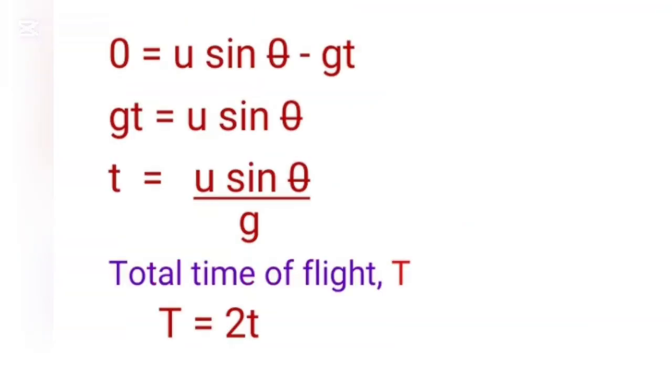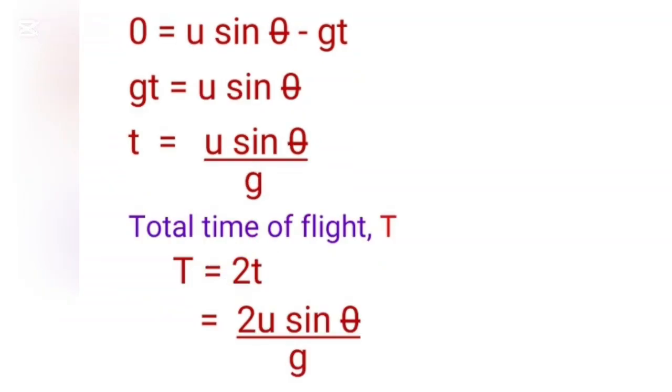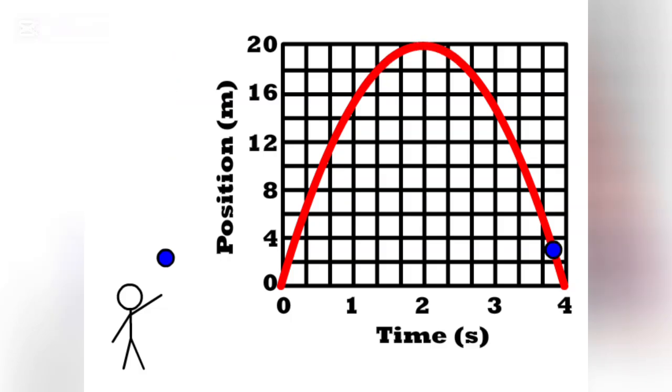The total time taken for the projectile to go up and return to the same level is T, which is equal to 2t, which is equal to 2u sin theta over g. The projectile takes equal time to move along a parabolic path and to rise and fall vertically.